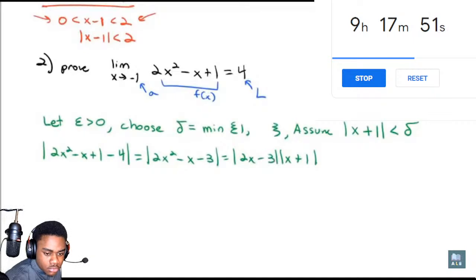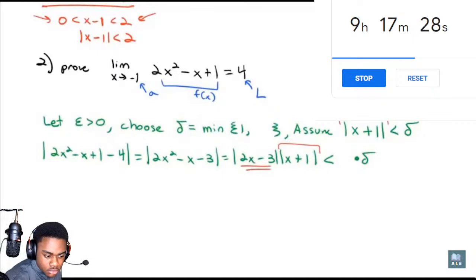Plus 2 minus 3 is the minus 1. Nice. That's what we wanted. Now we have the x plus 1 that we like. We know that's less than delta, but we have to figure out what delta is multiplied by. So we need to play with the 2x minus 3.